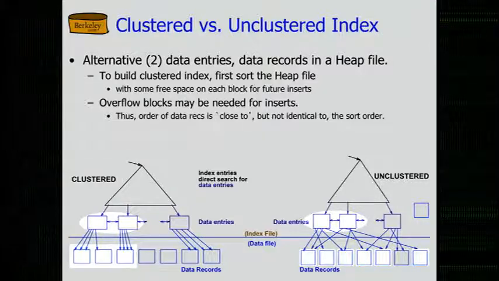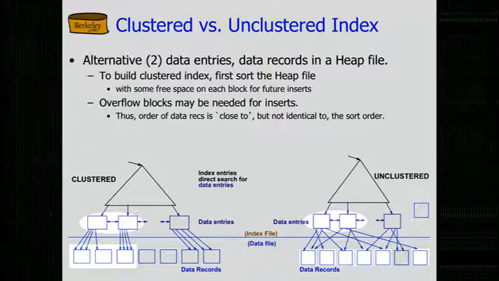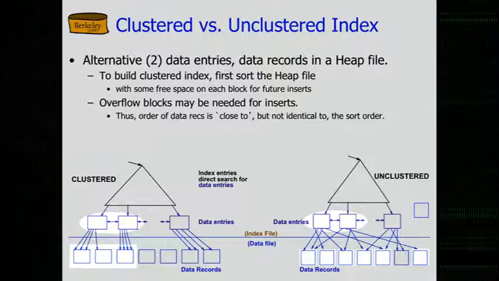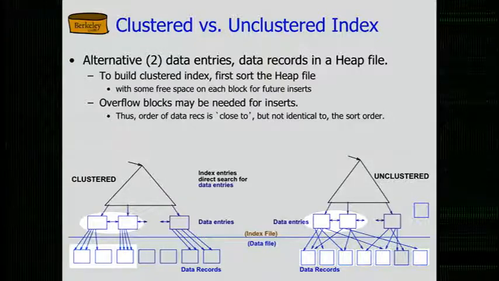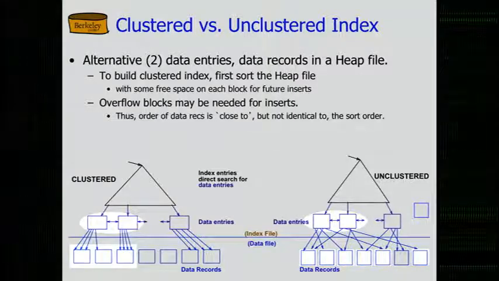But remember that this data records at the bottom, this data file, maybe it's a heap file, maybe it's another index, it's only sorted one way, right? You can't have the file be sorted more than one way. So whatever order it's in, there's probably only one index that's clustered the same way. So some of your indexes will be unclustered, and that's just too bad for you if you do range searches. Okay? And some of your indexes will be clustered, and that's great.